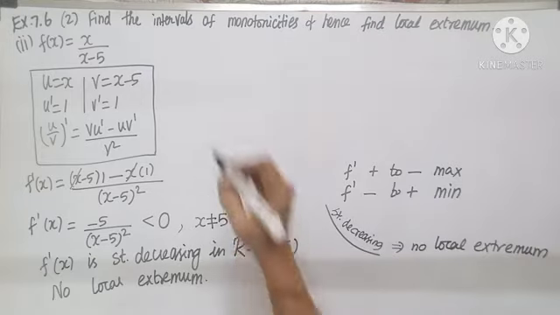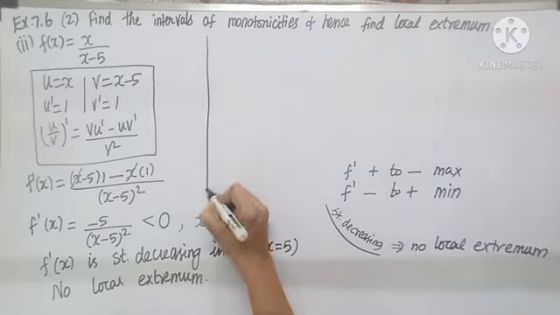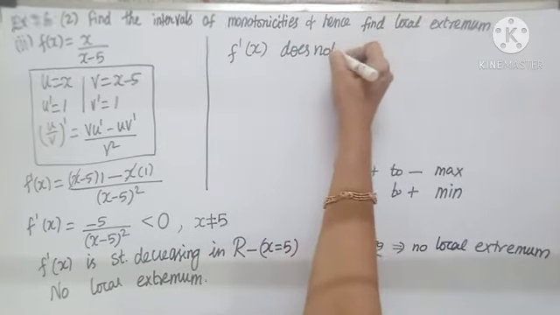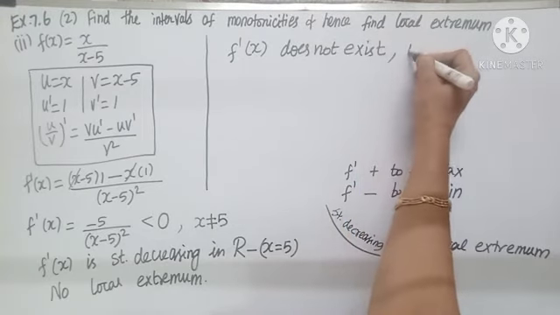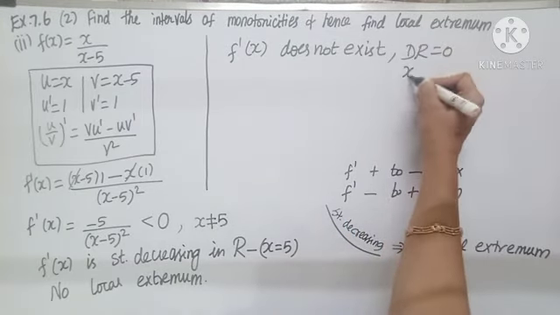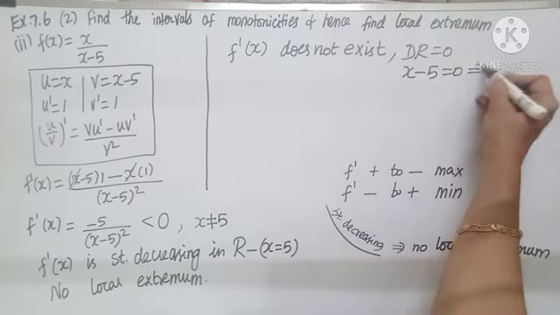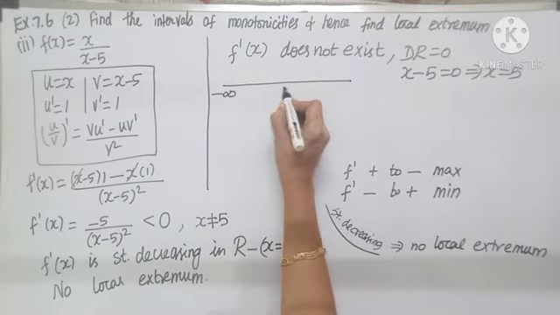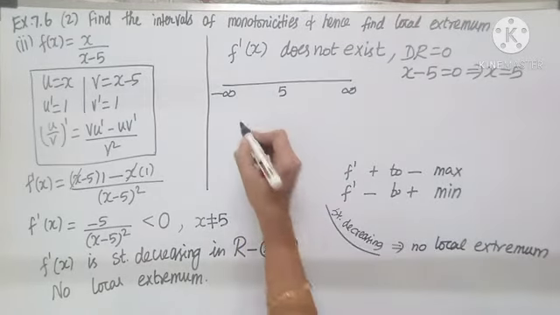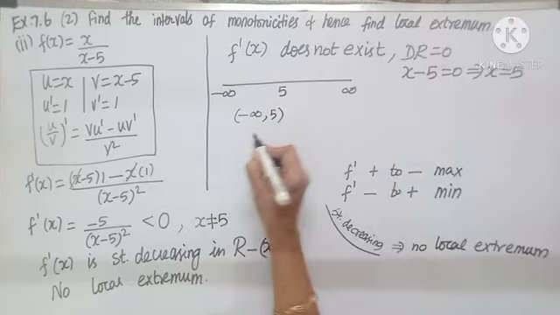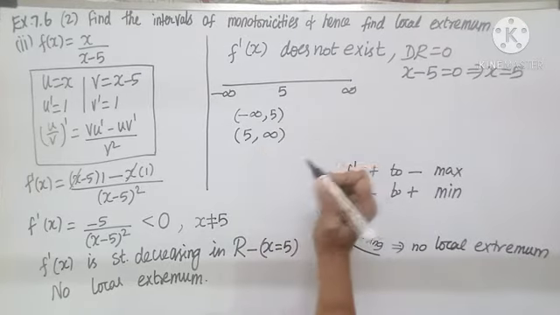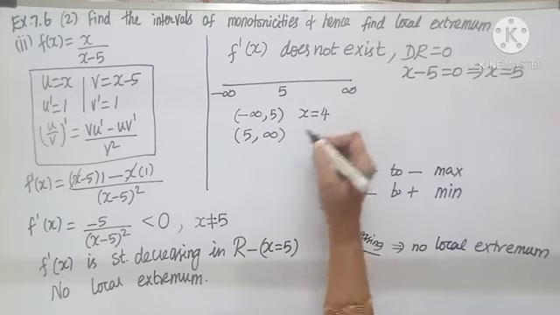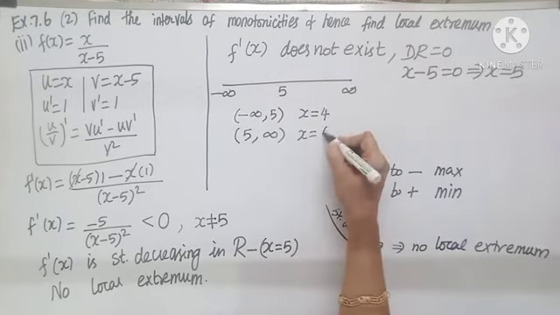To write it in interval form, let us say f dash of x does not exist. Where does it not exist? When the denominator equals 0. x minus 5 equals 0 tells me x is equal to 5. I draw the number line: minus infinity, 5, infinity. In the interval minus infinity to 5 or in the interval 5 to infinity, put some x value before 5, let me say 4. After 5, let me say 6.